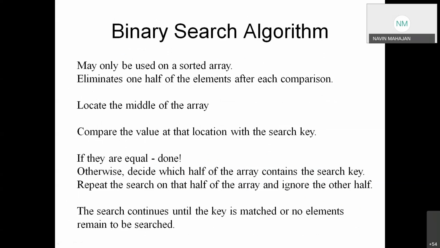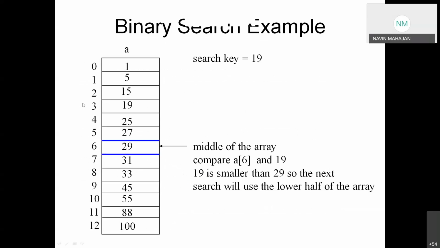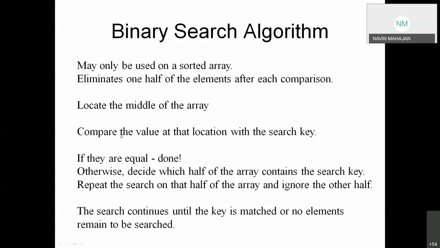Binary search may only be used on a sorted array. It eliminates one half of the elements after each comparison. Locate the middle of the array, compare the value at that location with the search key. If they are equal, then the search is done. Otherwise, decide which half of the array contains the search key. Repeat the search on that half of the array and ignore the other half. The search continues until the key is matched or no elements remain to be searched.